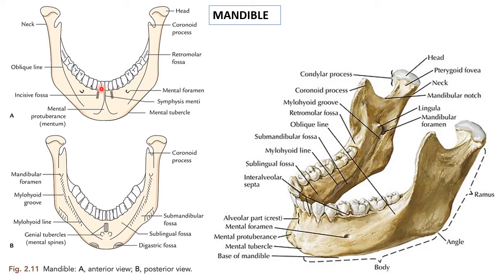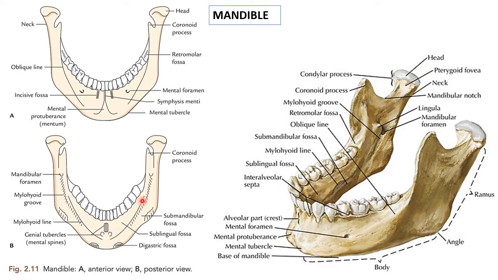Just below the incisor teeth, there is a shallow depression on either side of the symphysis mentae. This is called the incisive fossa. With this we finish the external surface of the body of the mandible. On the internal surface, this line is called the mylohyoid line.